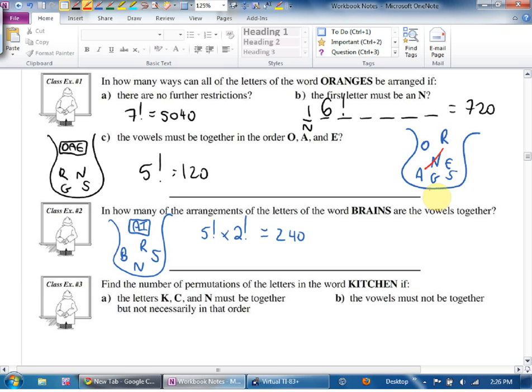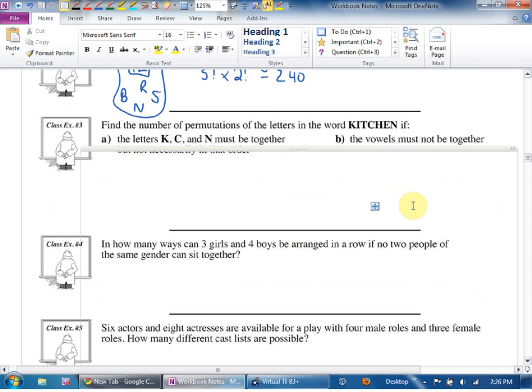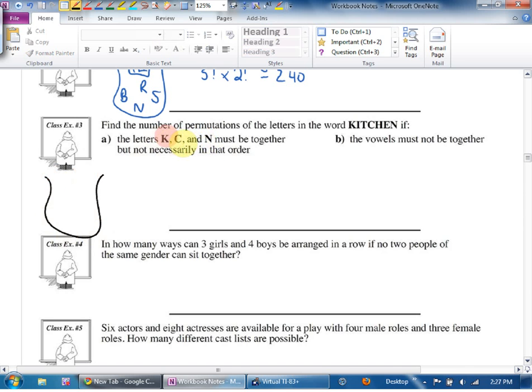Compare that to, let me get to 3A with less chatter in the background, please. The word kitchen, but the K, C, and N have to be together, but not in that order necessarily. I'm still going to visualize this Scrabble tile with a K, a C, and an N as one big tile, and I also have an I, a T, an H, and an E. So if these guys have to be together, they are one tile, how many tiles are there in my grab bag? 5 factorial, but apparently I can mix these guys up. How many ways can I mix these guys up? 3 factorial, because there's 3 letters on that tile.